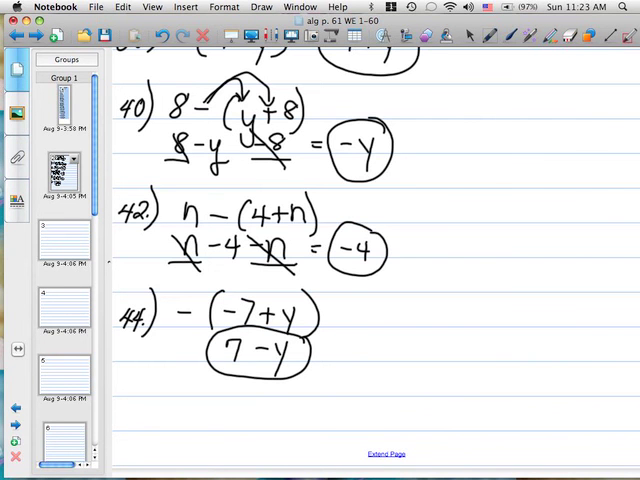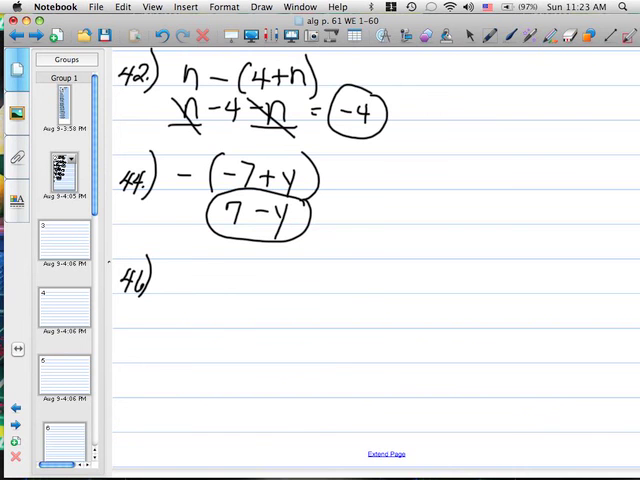42, I have n minus the quantity 4 plus n. So I'm going to take the opposite of everything inside, so it's n minus 4 minus n. N and minus n, or n and the opposite of n, makes 0, so the answer is negative 4.